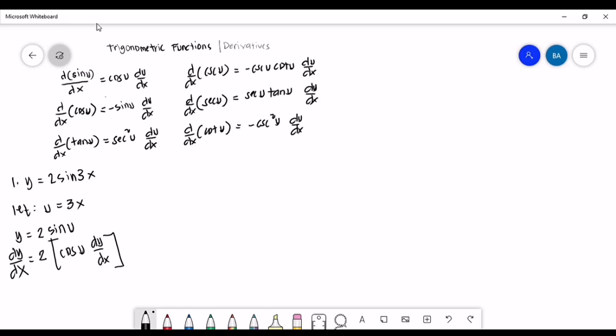Now let's check. We have no du dx yet, so we need to find it. Let's derive u with respect to x, which equals positive 3. After that, we substitute. So dy dx equals 2 cosine u, where u is 3x and du dx is 3. Overall, our answer is 6 cosine 3x.